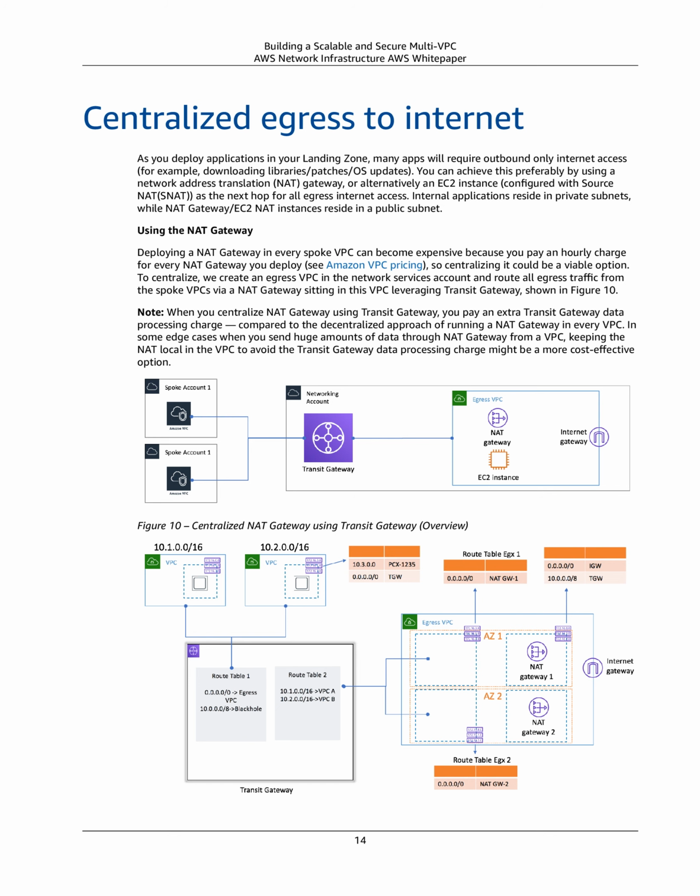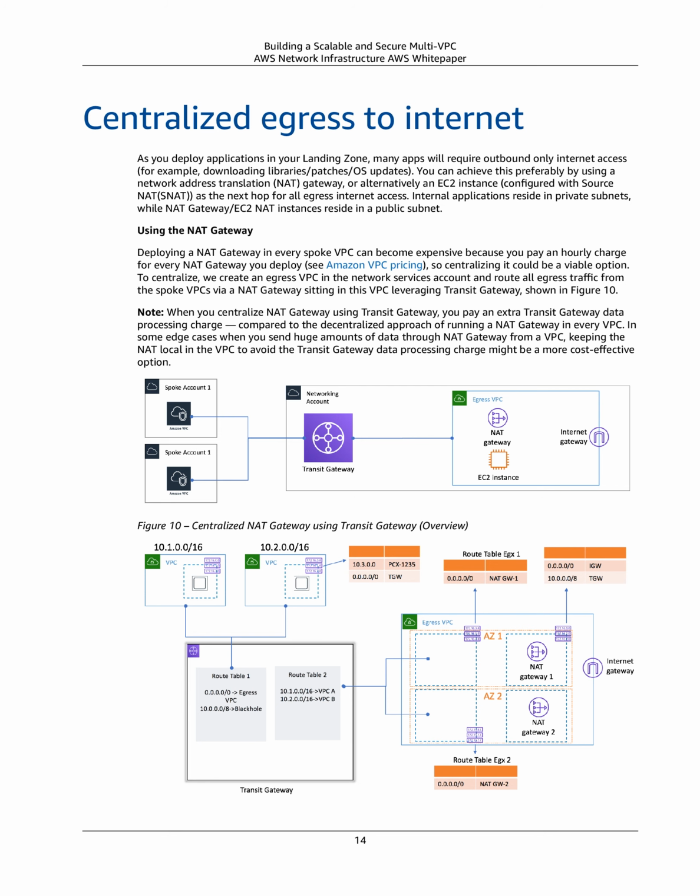As you deploy applications in your landing zone, many apps will require outbound-only Internet access, for example, downloading libraries, patches, and OS updates. You can achieve this preferably by using a Network Address Translation (NAT) gateway, or alternatively an EC2 instance configured with source NAT/SNAT, as the next hop for all egress Internet access. Internal applications reside in private subnets, while NAT gateways or EC2 NAT instances reside in a public subnet.